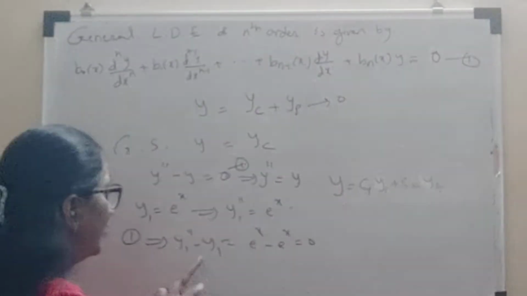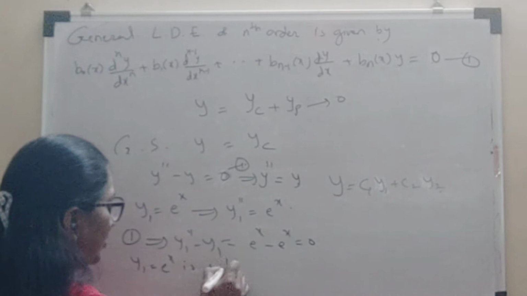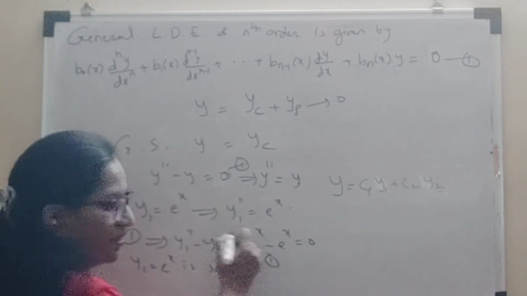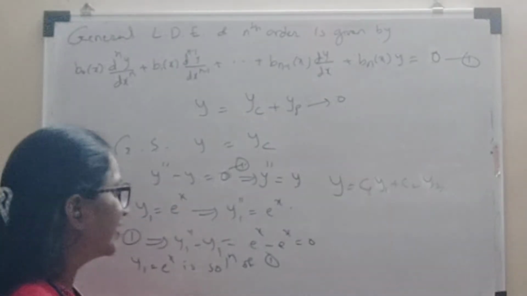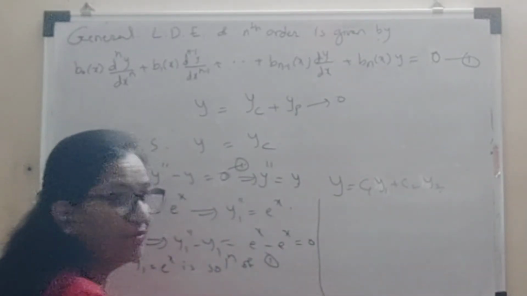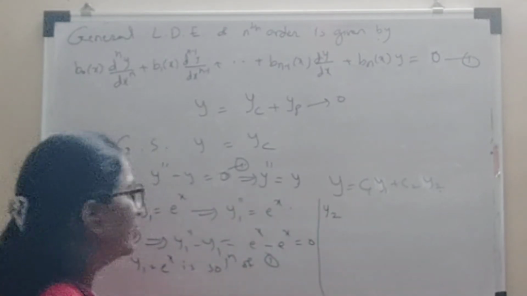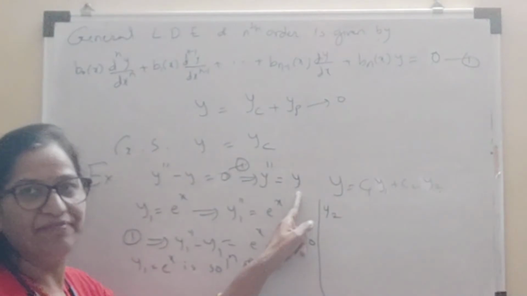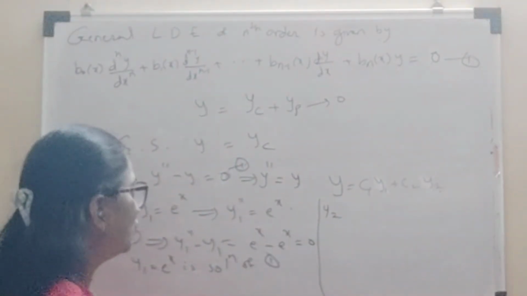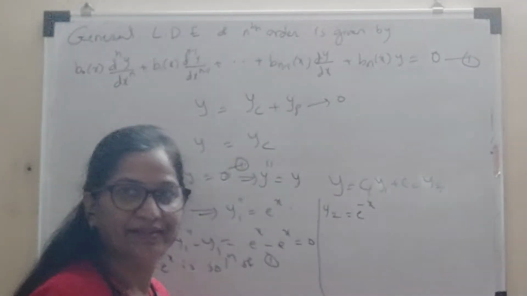So therefore y1 is equal to e raised to x is a solution of 1. So it is one solution. Now we are interested in finding the second solution, y2. So what should be y2? Such that the second order derivative is equal to the same function. So we may choose here y2 is equal to e raised to minus x.